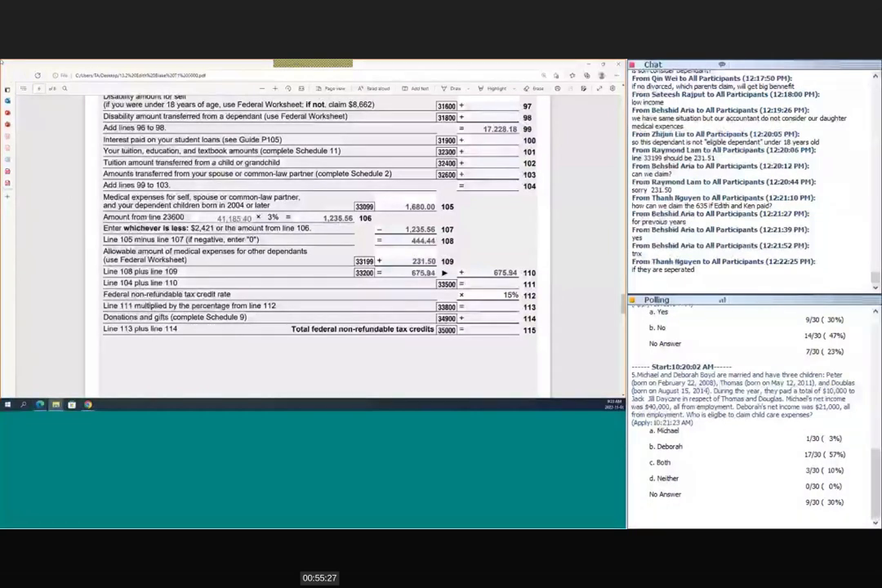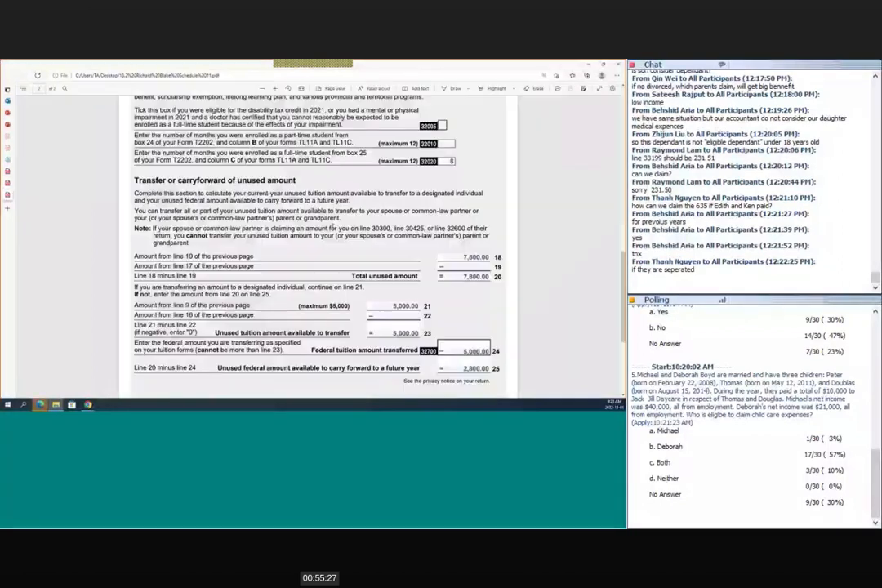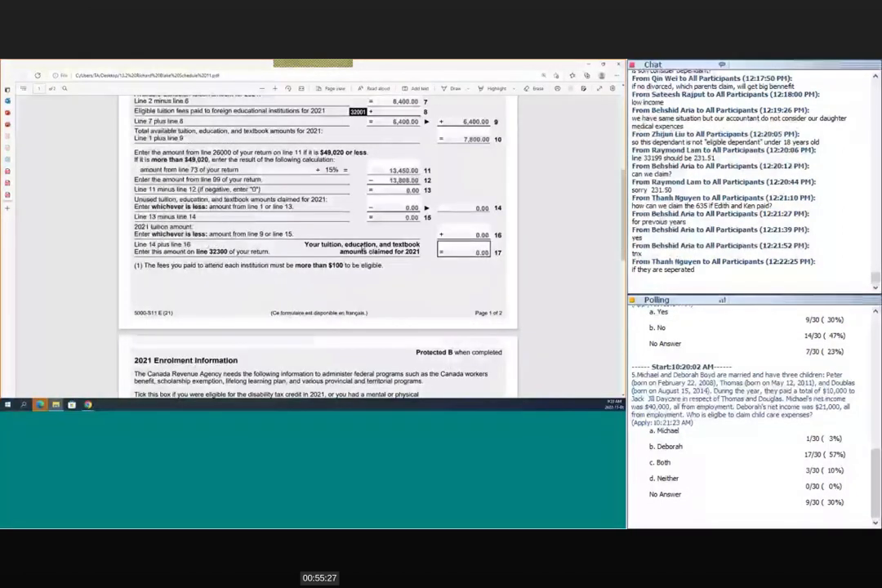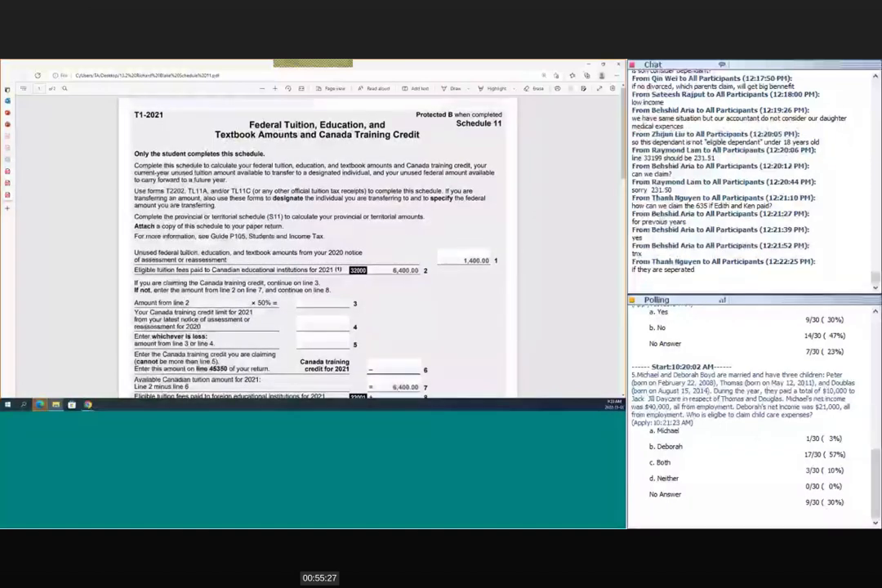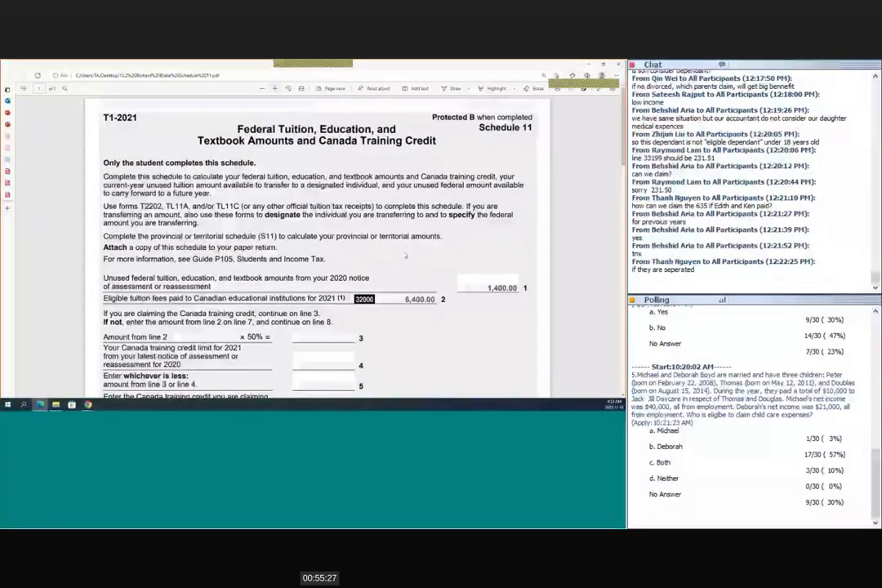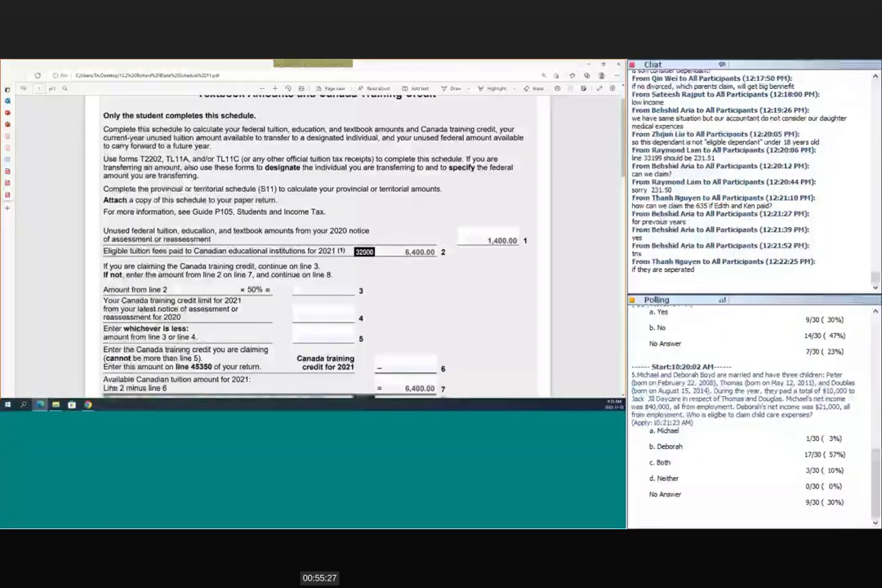So I'm going to bring up the Schedule 11 now. Let's do the Schedule 11 for Richard. So here we have our Schedule 11, and you'll notice what's at the very top here. We have unused federal tuition from your 2020 Notice of Assessment, and we were told in the problem that it is $1,400.